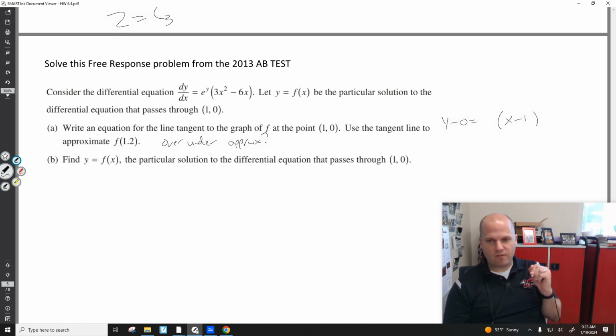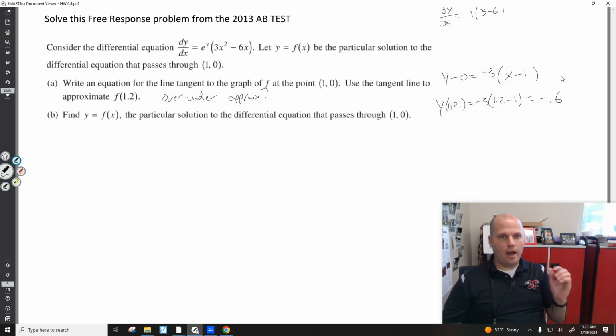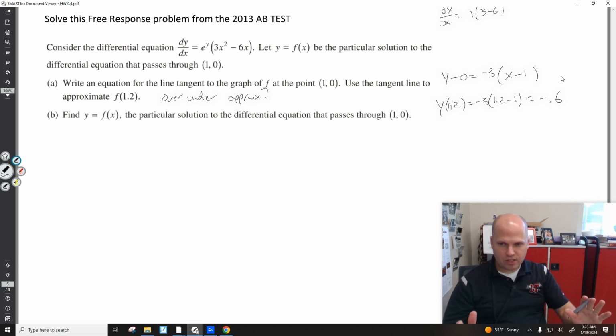Use it to approximate f of 1.2. Is it over or under? Don't forget, you got to find the slope. e to the 0 is 1. 3 minus 6 is negative 3. y of 1.2 is going to be negative 3 times 1.2 minus 1. Leave it. If you put it as negative 0.6, great. Did you have to do that? No. All right. Heads up. Over or under. You'll have this on the test.